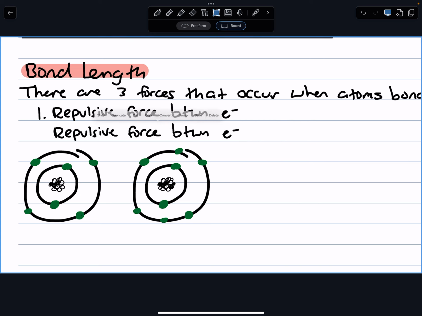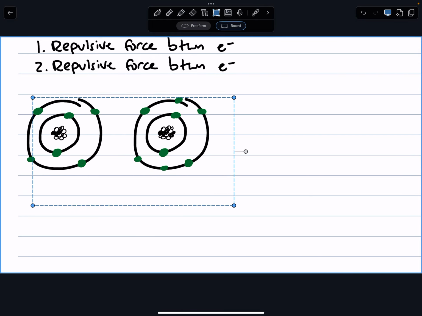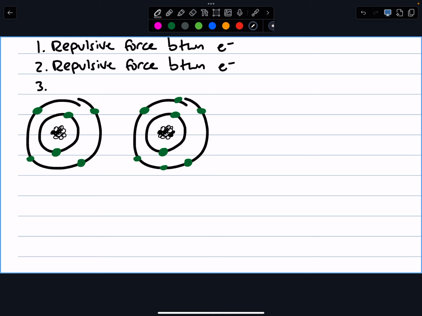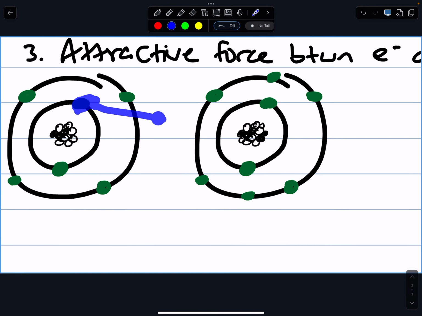Then we talk about the attractive force. What do you think is being attracted? The protons and the electrons. Perfect. So the third force is an attractive force. Let me change the protons. So this atom's electrons are attracted to the other atom's protons, and the other atom's electrons are attracted to this atom's protons.